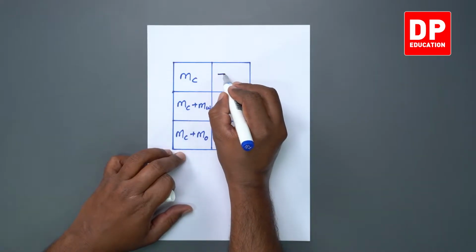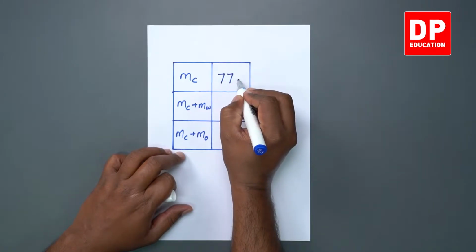The mass of calorimeter and the stirrer, 77 grams. Let's write it down. So what is next? We have to get the weight of calorimeter, stirrer and the water. How much of water did we use?